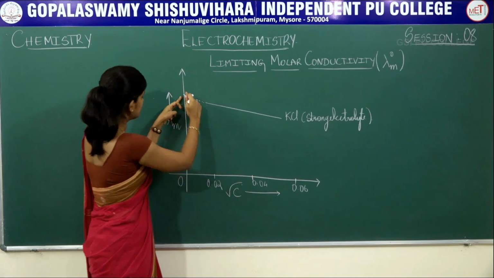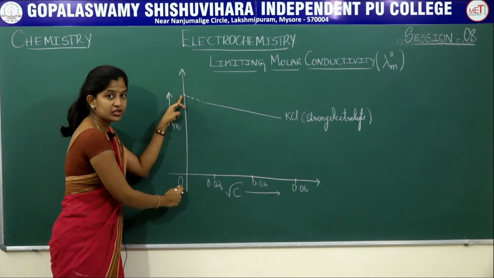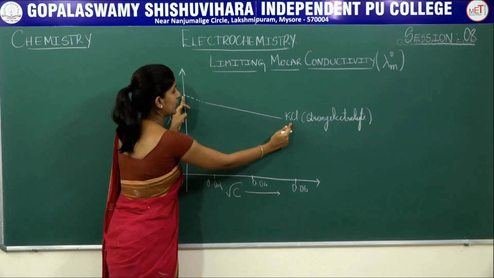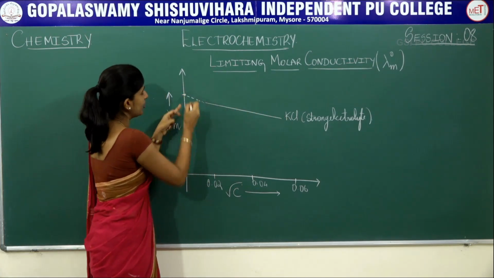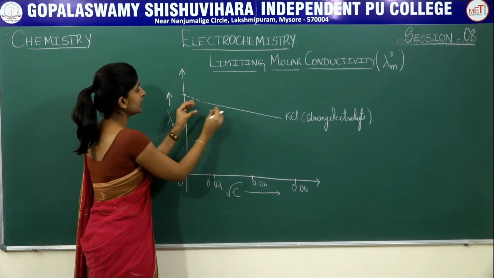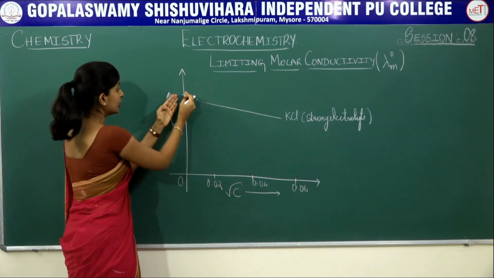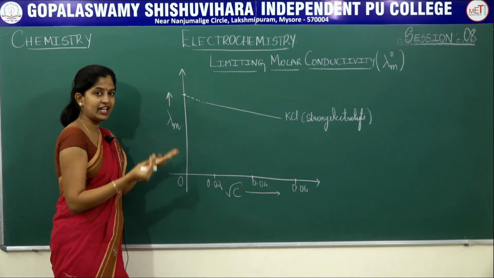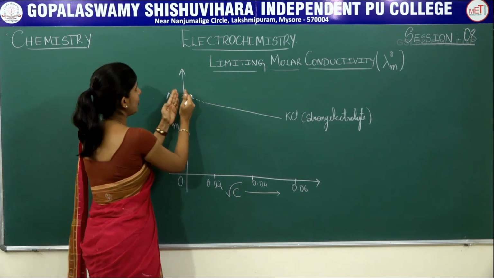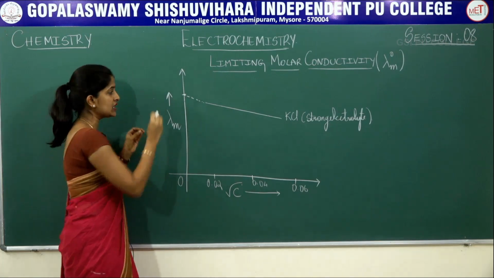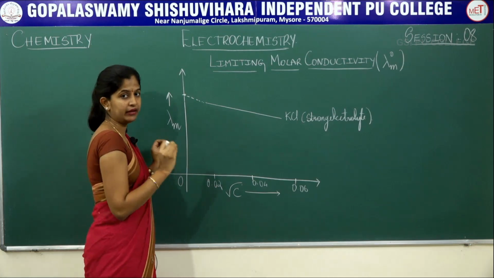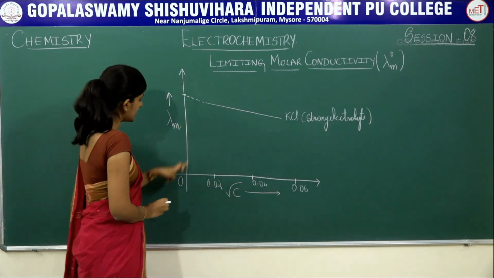At the point where the extrapolated line of your graph touches the y-axis, wherein concentration is 0, the molar conductivity of this electrolyte is maximum. Diluting this KCl solution more than this will not increase its molar conductivity. This is the last point of the increase in molar conductivity of this electrolyte. It is the maximum molar conductivity of this KCl wherein the concentration is 0.